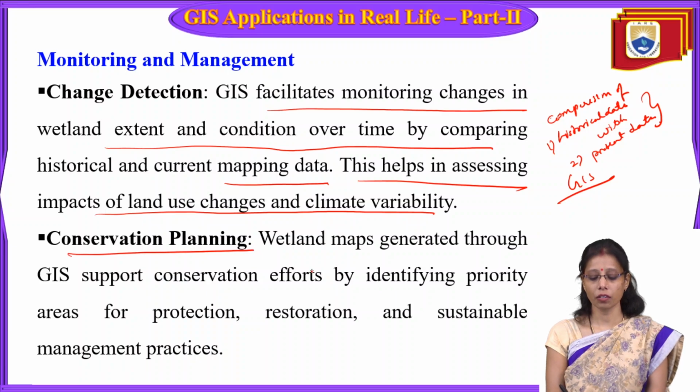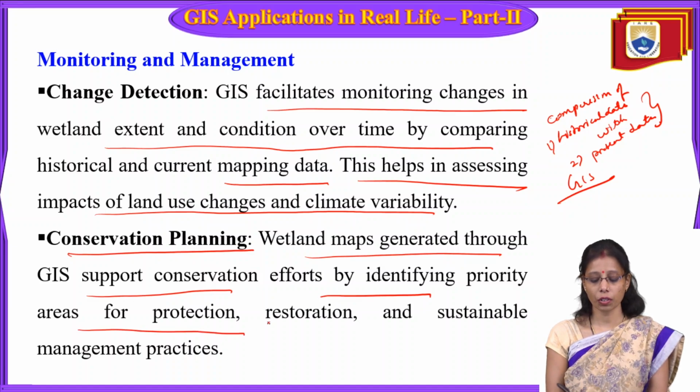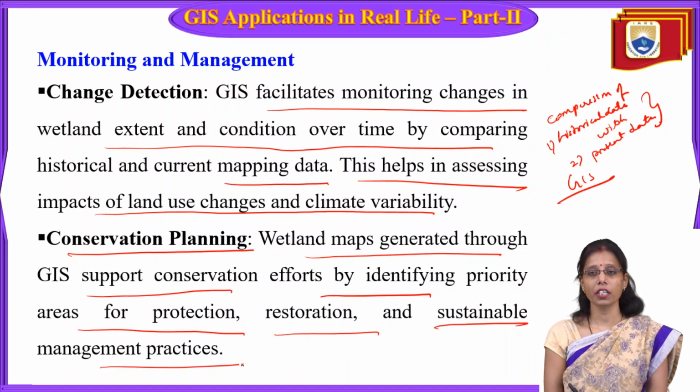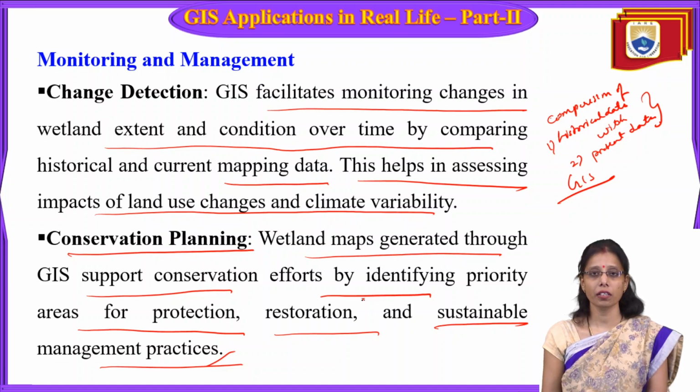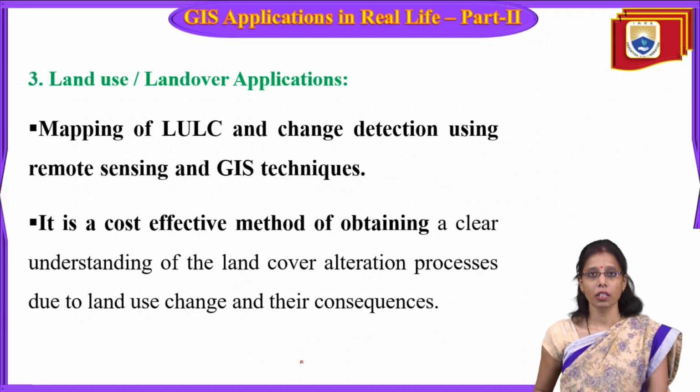So, conservation planning. Wetland maps generated through GIS support conservation efforts by identifying priority areas for protection, restoration, and sustainable management practices. The areas which are needed for protection, restoration, and sustainable management practices will be identified with the help of GIS mapping, where you can find and target such places for restoration and protection of such areas, and sustainable management practices can be identified with the help of the GIS process.